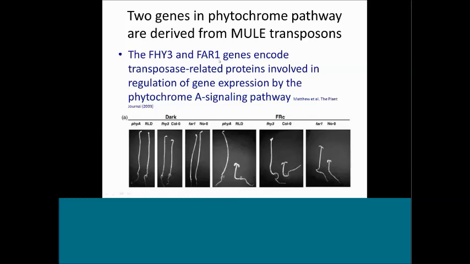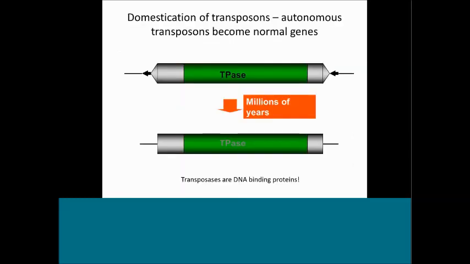Later on, when people cloned this gene, they found that these two genes are actually closely related to transposase. So they became real cellular genes instead of transposons. This is how it works. As I mentioned before, the transposase of a DNA transposon binds to the ends of the element. In this sense, all transposases are DNA binding proteins, so they can easily evolve into transcription factors, which are also DNA binding proteins.